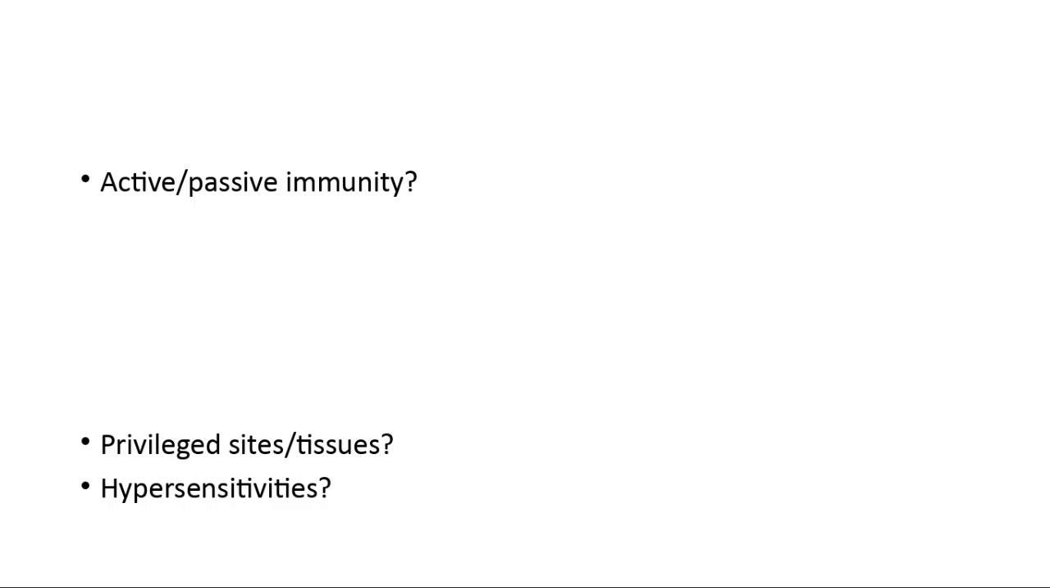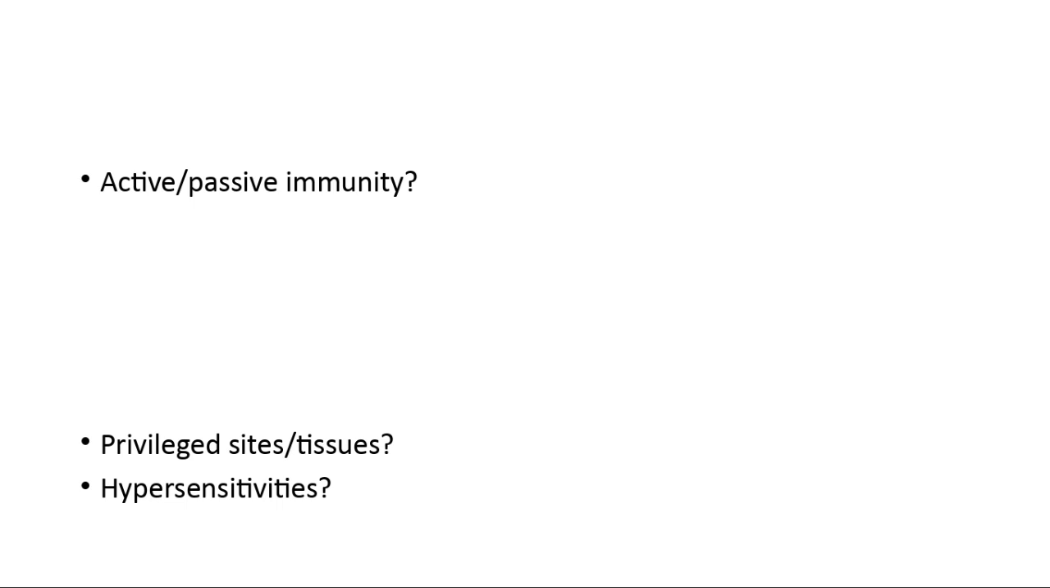But you have active immunity if you actually are making the antibodies. It's natural active immunity if you make those antibodies in response to an infection. It's artificial active immunity if you make those antibodies in response to a vaccine. So it's still active because you're making them, but it's artificial because it's a vaccine. Passive immunity occurs when you receive foreign antibodies. So they're not yours, you're not making them, and it's very short-term protection.